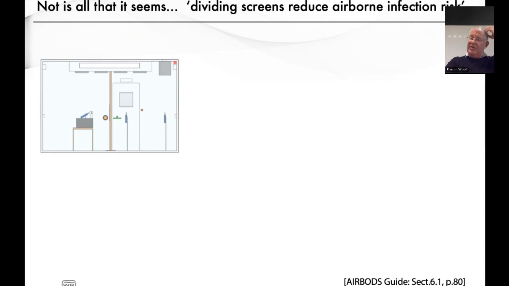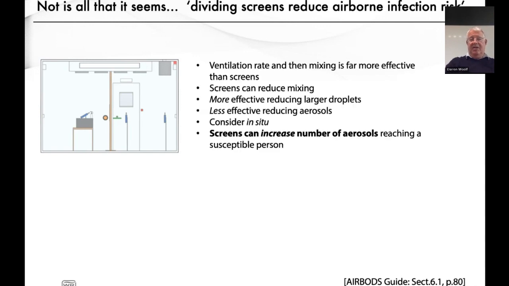So not all as it seems. You may say dividing screens reduce airborne infection risk. Well, that's not necessarily the case. From the AIRBODS program test chamber, it was shown that in that particular scenario, ventilation rate is best, improving that, then mixing, and then both of them are far more effective than using screens. Screens can actually reduce the mixing in a room.